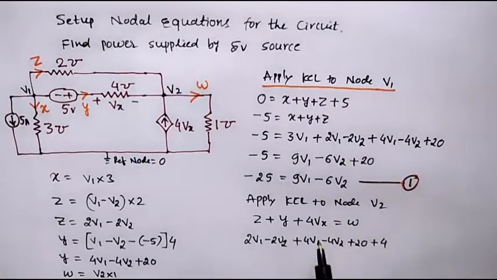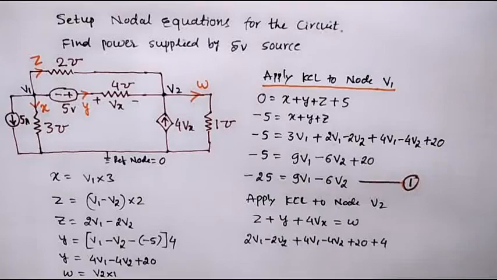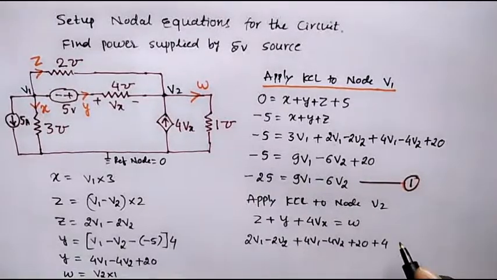plus 4Vx. I'll write Vx as it is as of now. 4Vx is equal to W. W is nothing but V2.